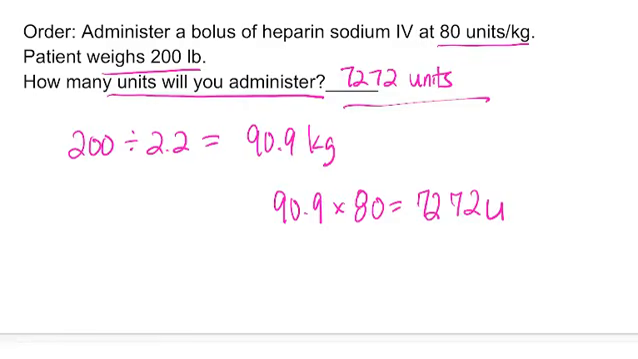Final answer. Okay, so just starting by reading the end, units will you administer, and then I start looking at my values. What do I need to know? My patient's weight and how many units the doctor has ordered here. Just plug those numbers in.